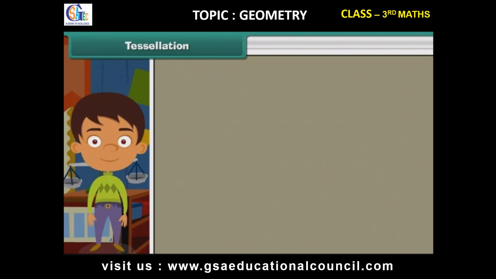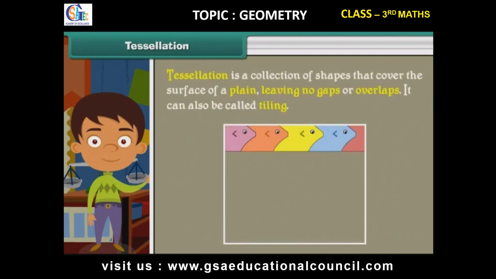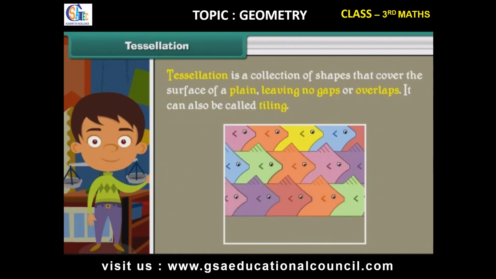Tessellation. Tessellation is a collection of shapes that cover the surface of a plane, leaving no gaps or overlaps. It can also be called tiling.